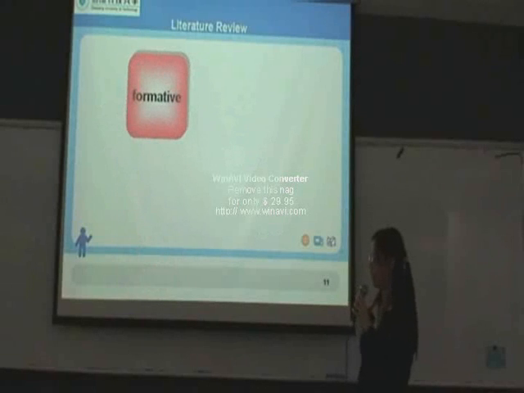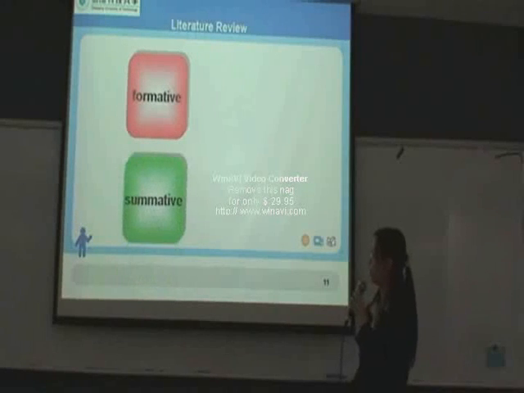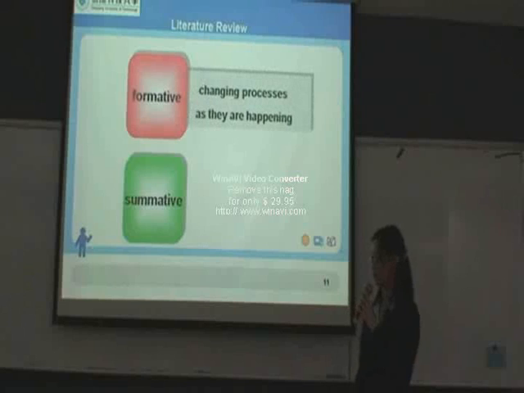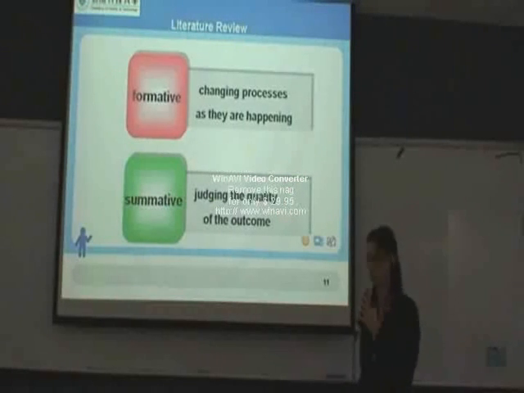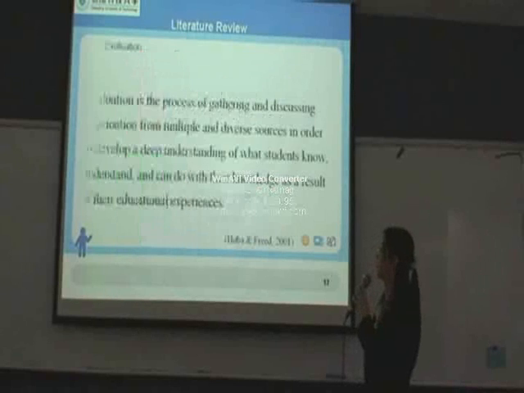And there are two types of evaluation. The first one is formative evaluation, and the next one is summative evaluation. The definition of formative evaluation is that it focuses on the changing process as it is happening. And for the summative, it focuses on judging the quality of the outcome, which means that it focuses on the end of the process.